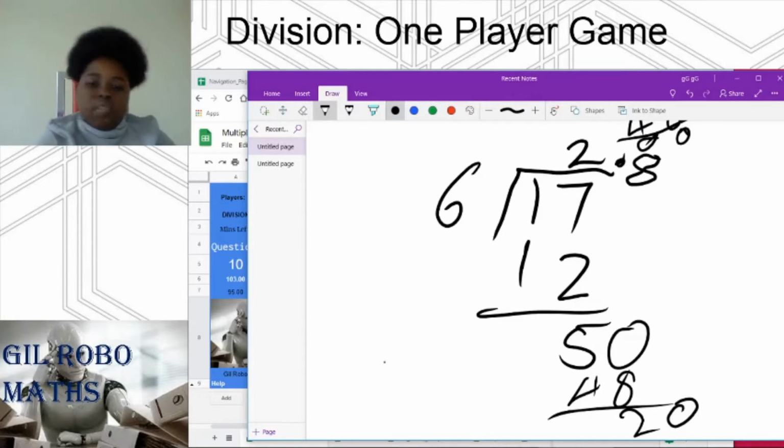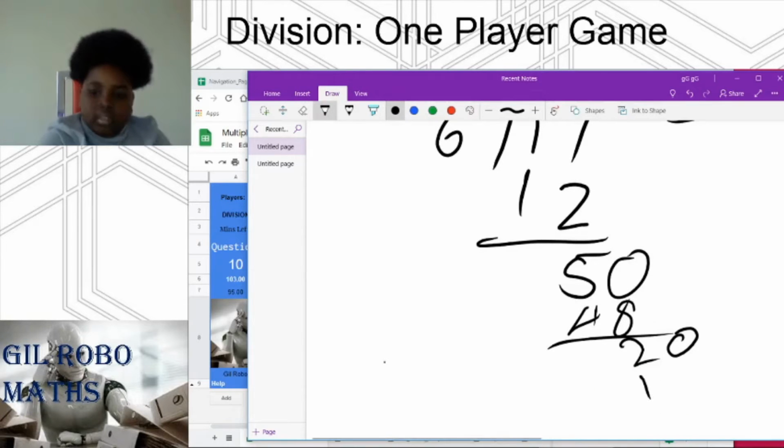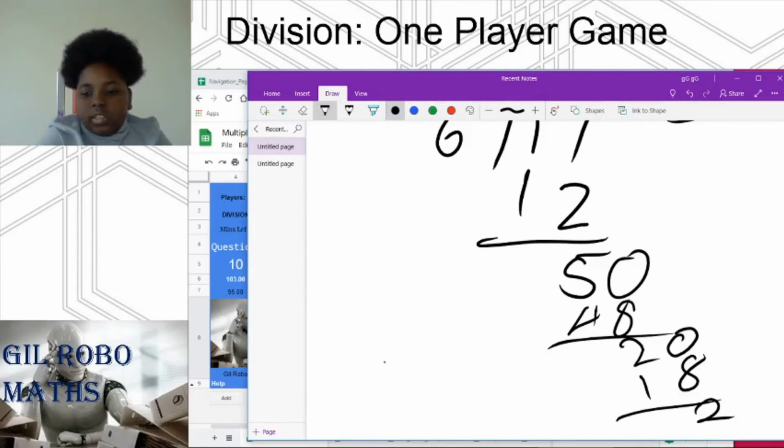6 in 20, let's use our multiplication times tables. 6 times 1 is 6. 6 times 2 is 12. 6 times 3 is 18. 6 times 3 is the closest. So that would be 18. And then you subtract that. 20 minus 18 would be 2. And then put a 0.